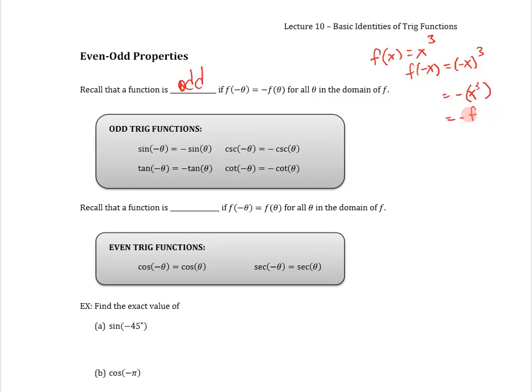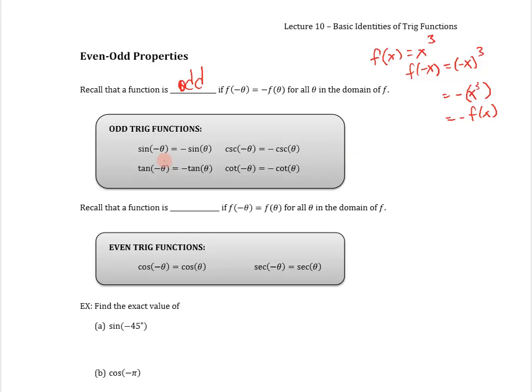So that actually is the same thing as just taking negative of the f of x. For example, f of negative 2 is the same thing as taking f of 2 and then putting a negative in front of it. F of negative 3 is the same as taking f of 3 and then putting a negative in front of it. Well, it turns out a majority of our trig functions are actually odd functions.